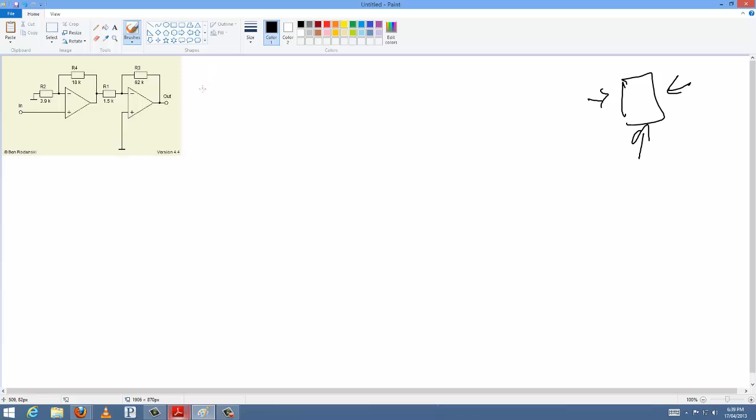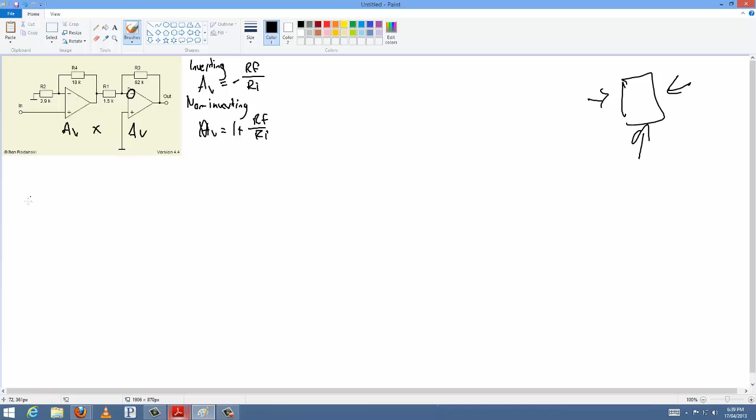You have 2 equations you really have to look out for. So you have your inverting equation, which is when the input is at the negative terminal, and that's negative RF on RI, so your feedback resistor on your input resistance, and your non-inverting is AV equals 1 plus RF on RI, and your overall gain is going to be AV times AV. Very, very simple.